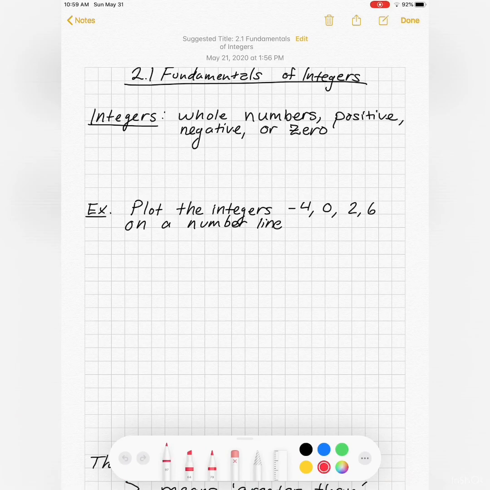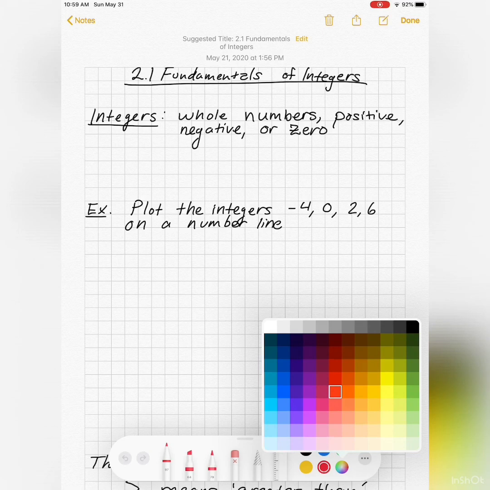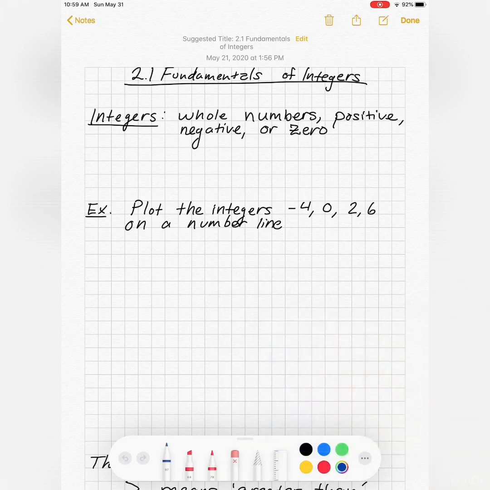Okay, so I mean, if I wanted to list some integers, I could have -5, -4, -3, -2, -1, 0, 1, 2, 3, etc. Right? So those are whole numbers. They could be positive, negative, or 0, and we call those integers. Okay, so what are some ways I can represent an integer? Well, I could do that by plotting these on, say, a number line.